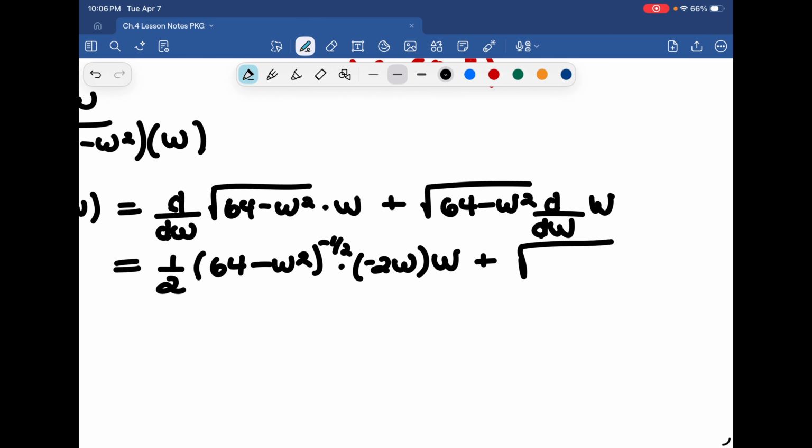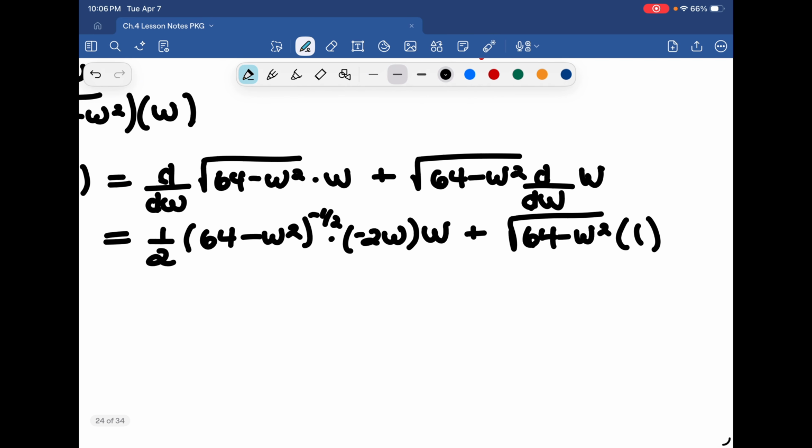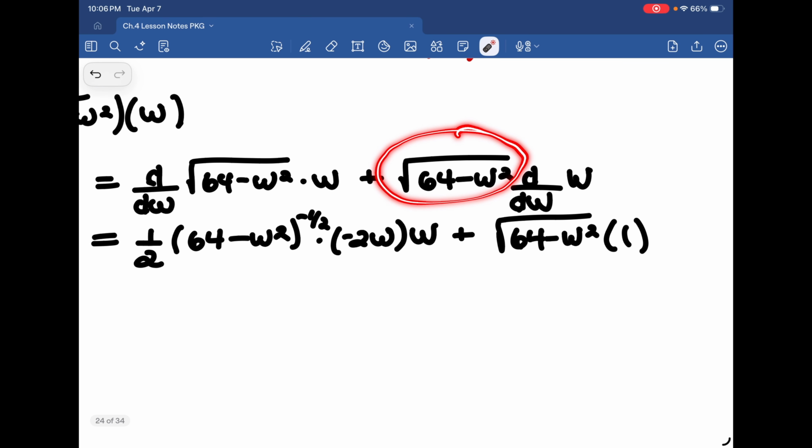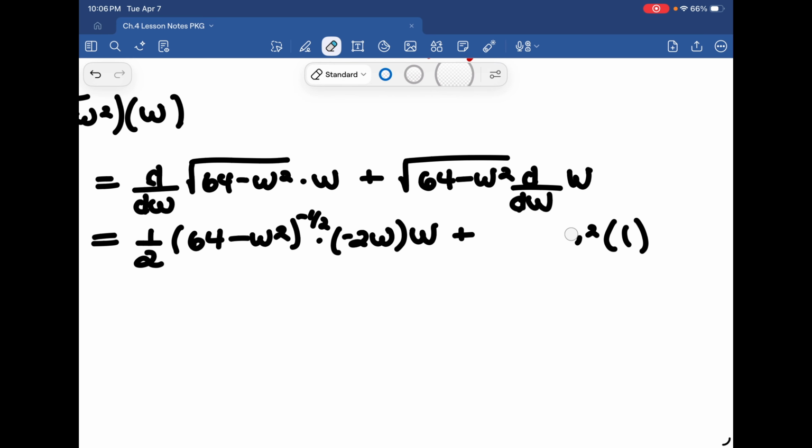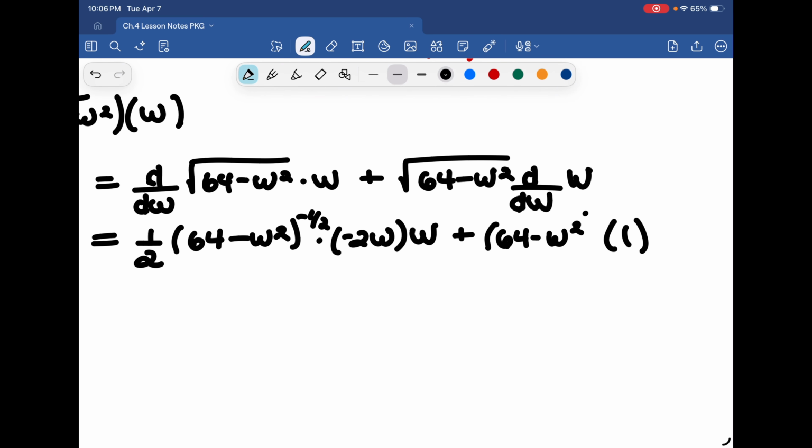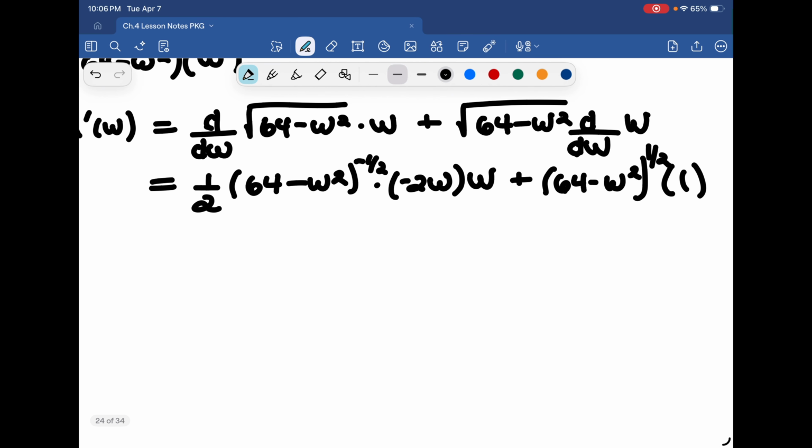Plus, we take the square root of 64 minus W squared, and then we multiply by 1, which is the derivative of W. Now, I'm actually going to make this into the 1/2, and the reason is so that we can remove a GCF. So instead of writing it like this, why don't we write it as 64 minus W squared to the 1/2. I'm going to write it in that manner.